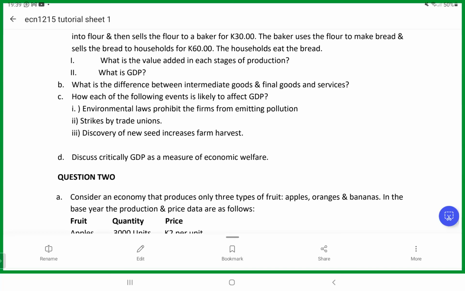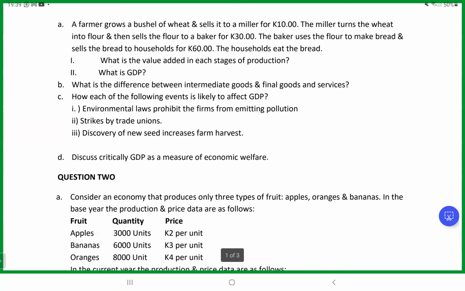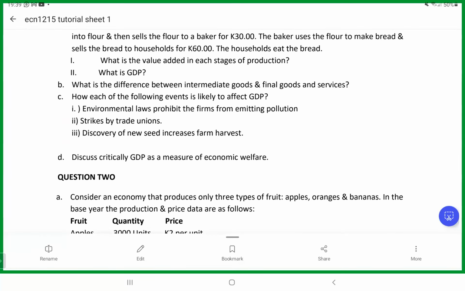All right, thank you. So when they produce the laws that prohibit the firms from emitting pollution, what will happen is that production will go down because most of the firms, when they're producing, pollute either the air or the land or somehow. So some production would actually be affected. Okay? So that would lower GDP. If there are strikes by trade unions, how does that affect GDP?